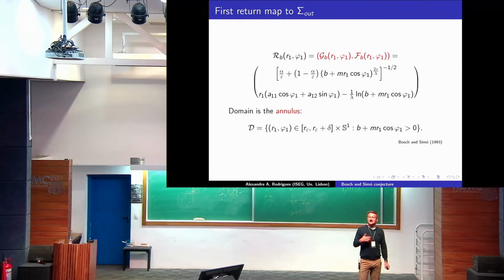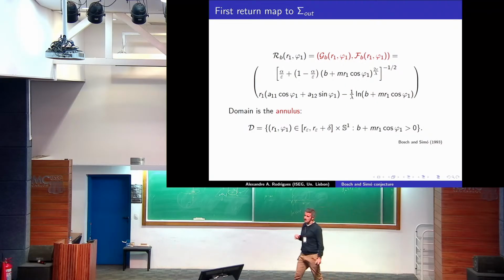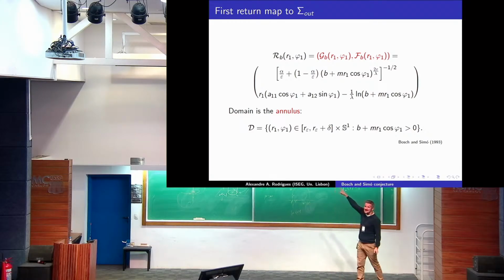But Alex, we don't have novelty because this first return map is precisely the expression that Bock and Simon obtained in '93. What is the novelty of your research? Is your question, right? So, first of all, the domain of this first return map is a circloid. So it's important that the domain is a product of an interval times S1. It is very important, otherwise the results could not be valid.